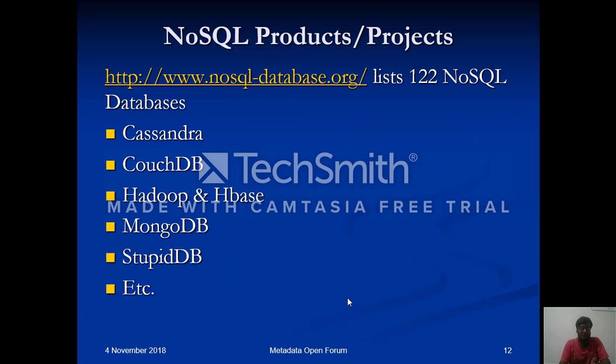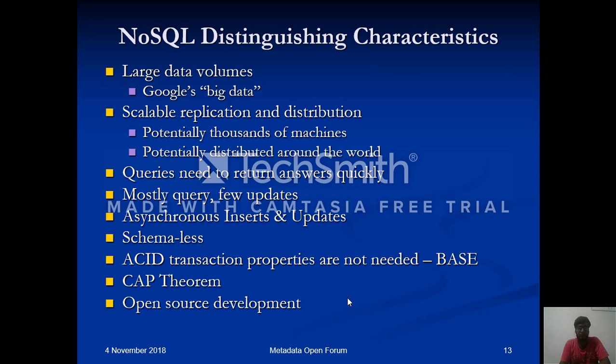Products and projects: Cassandra, CouchDB, Hadoop, as you know, and others. The distinguishing characteristics are large data volumes, like Google's big data. Scalable replication and distribution, potentially thousands of machines, potentially distributed around the world. Queries need to return answers quickly.